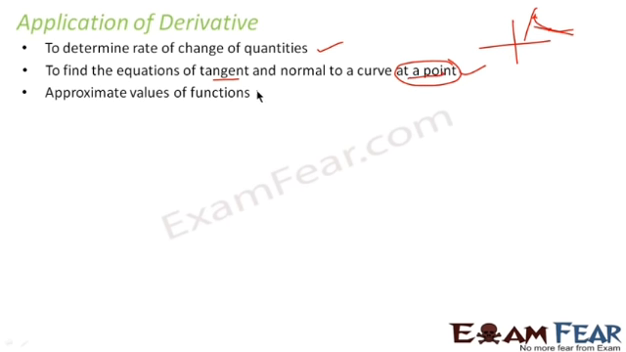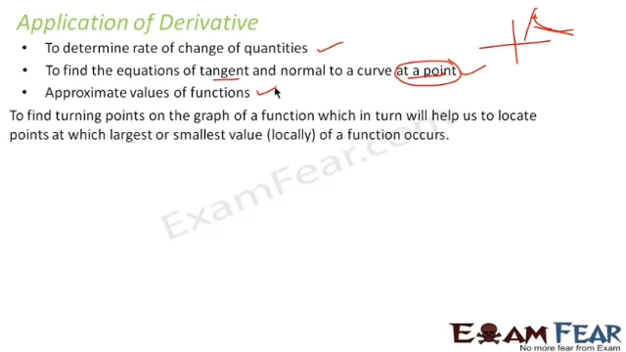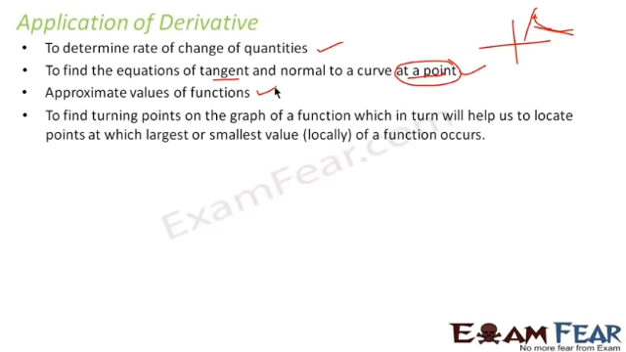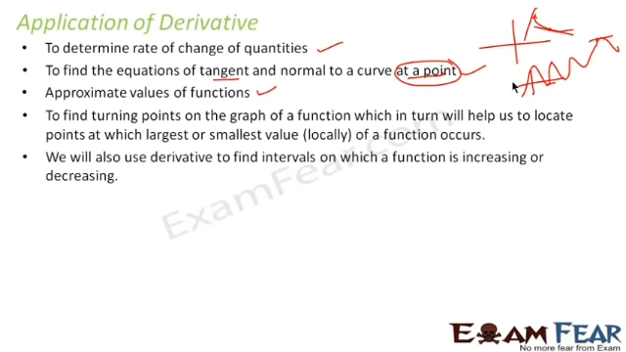Also, it is used to find approximate values. We'll discuss more about all these things. It is also used to find the turning point in the graph, and that is used to find local maximum. For example, you have this kind of functions and you want to find what is the maximum value, what is the minimum value. We can use derivative to find such kind of values.